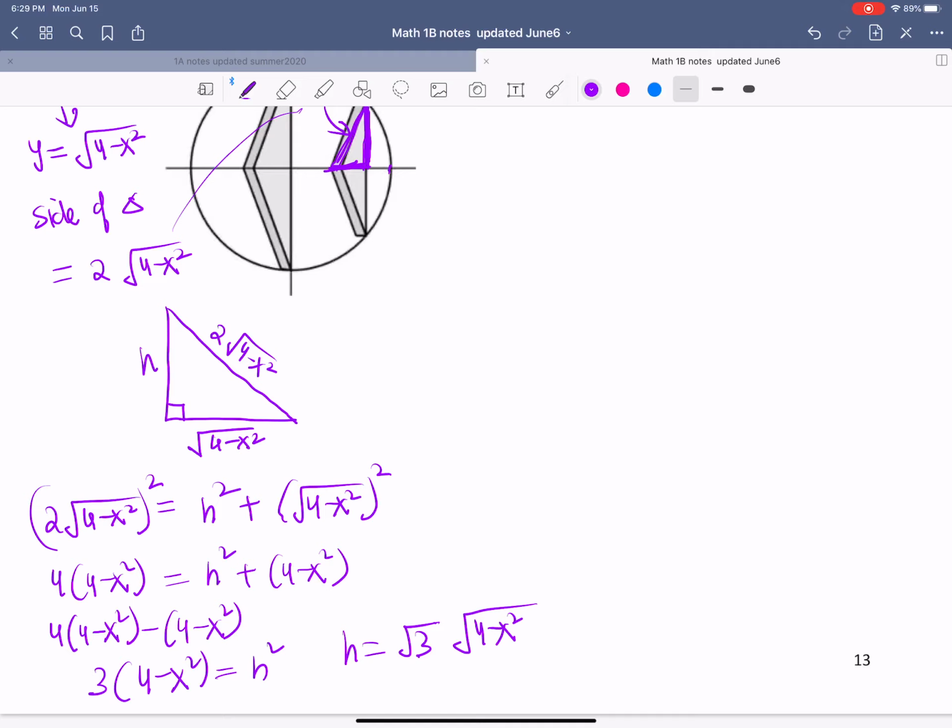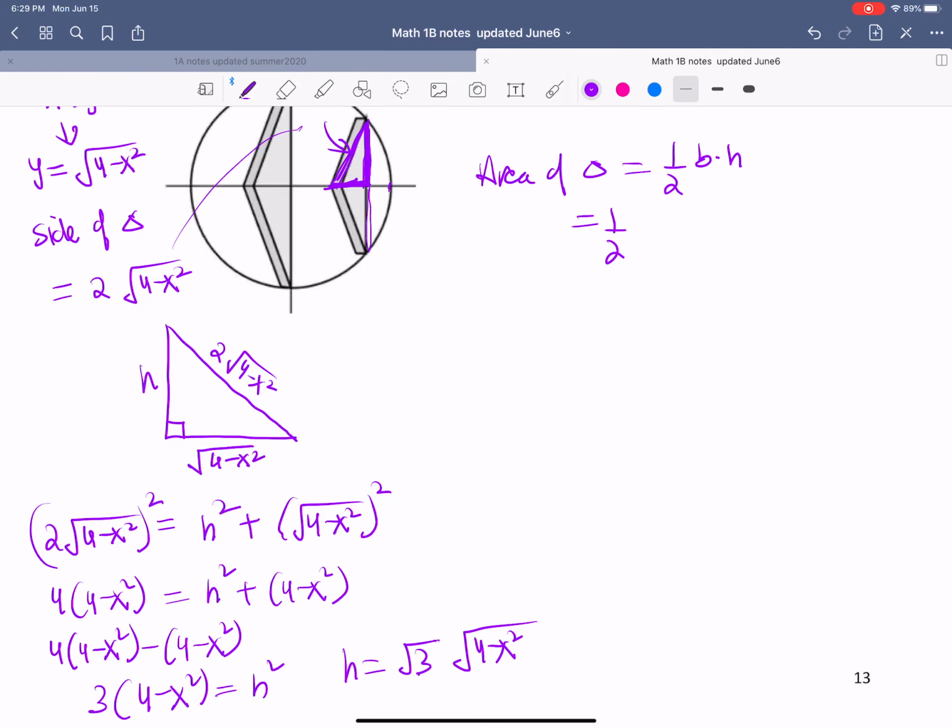If I want to find the area of the triangle, it would be 1/2 the base times the height. Let's look at the area of one triangle. The base of one triangle is the whole full side of the triangle, which would be 2 square root of 4 minus x squared, times the height, which is square root of 3 times square root of 4 minus x squared.